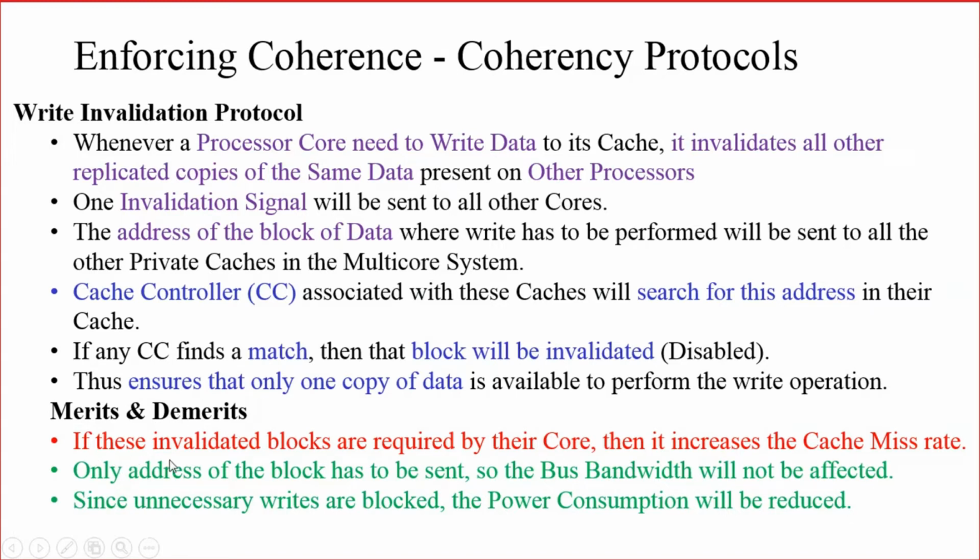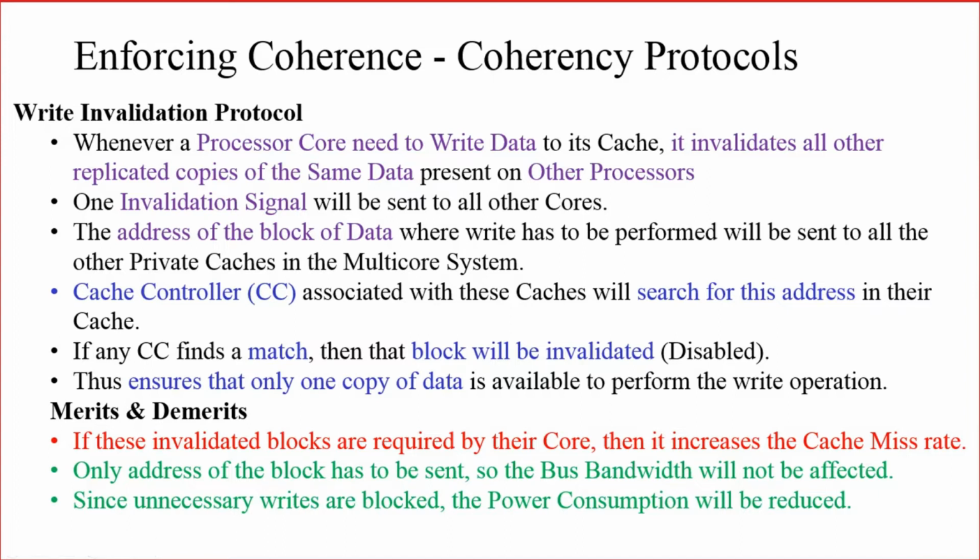The demerit is that we have invalidated certain blocks of memory present in various other processors' private cache memory. If these invalidated blocks are required by their own cores, what will happen? That core will not be able to access the data because it is invalidated. So what will happen? Cache miss will happen.